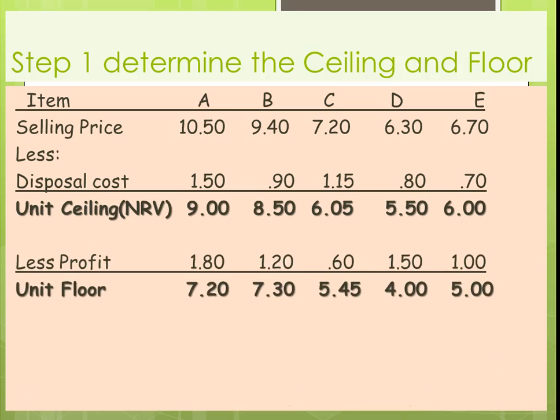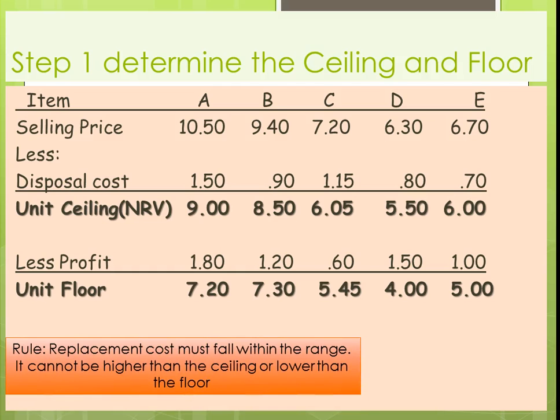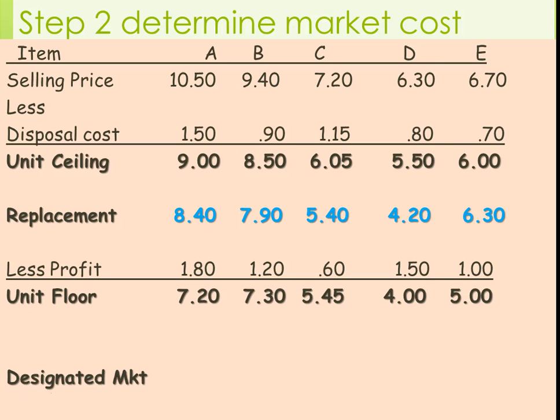Now we're going to establish the floor, which is we're going to take less profit, which means that whatever it is, it can't be lower than, for item A, $7.20. Again, replacement cost must fall within the range of net realizable value ceiling and net realizable value minus profit, which is the floor. So for the first one, it can't be higher than $9, and it can't be less than $7.20 to come up with market value.